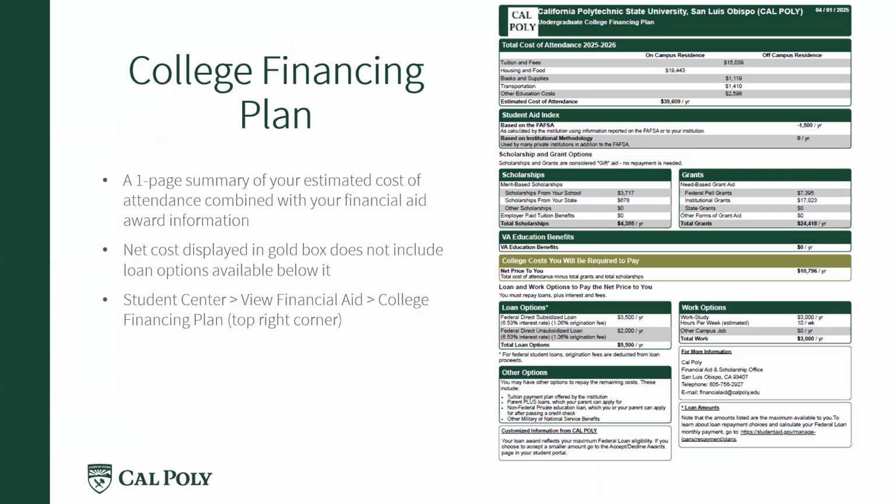One helpful tool available to you is the college financing plan. This can be accessed in the financial section of the Student Center. It is a one-page summary of your estimated cost of attendance combined with your financial aid award information.